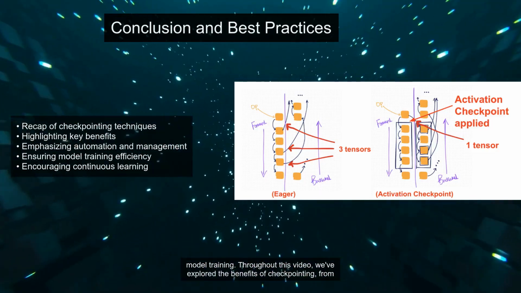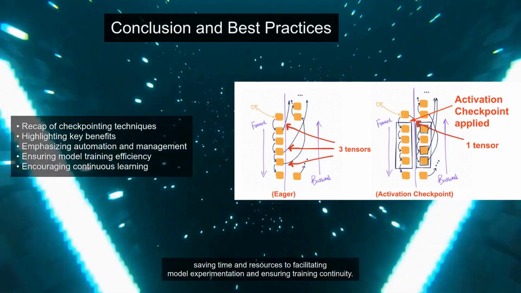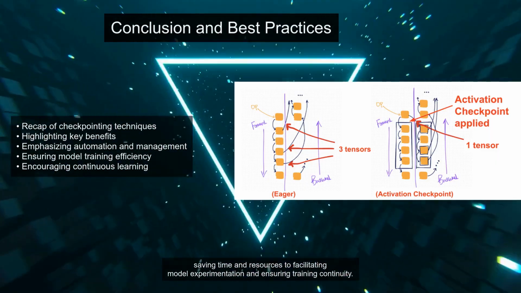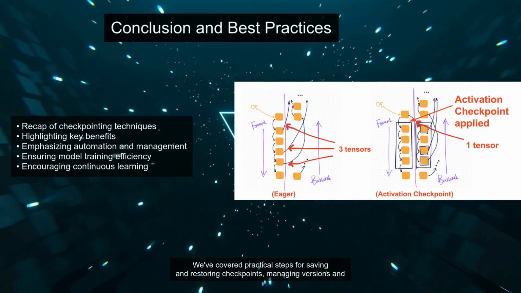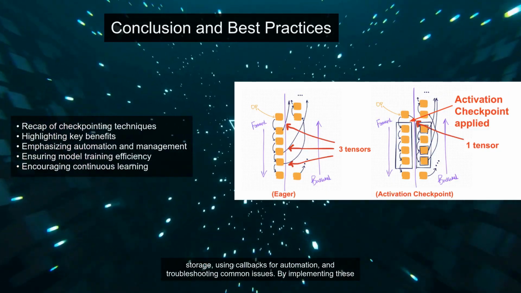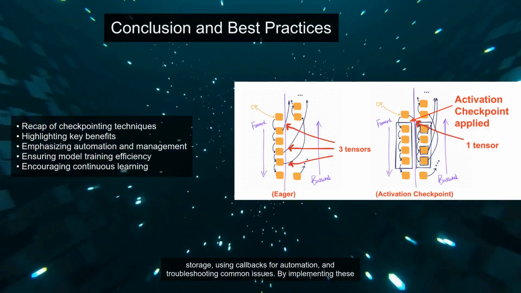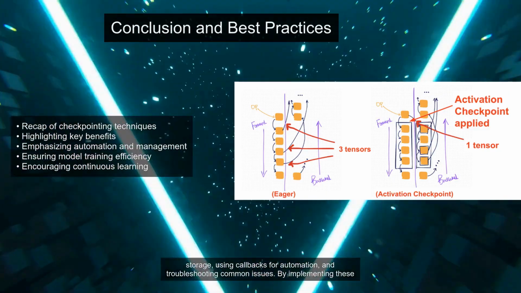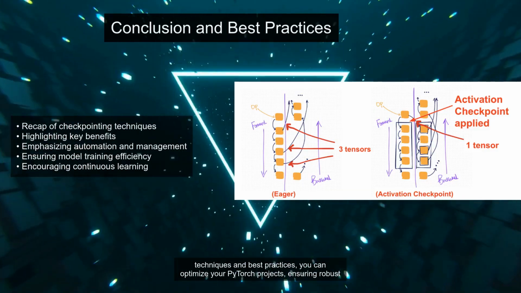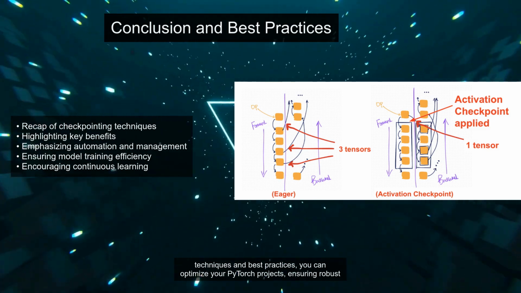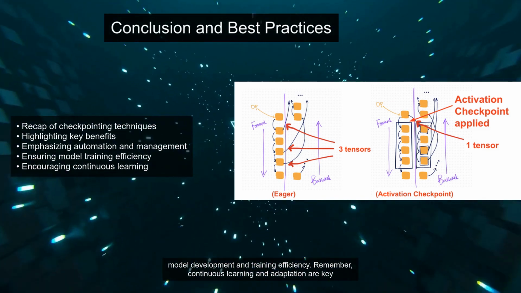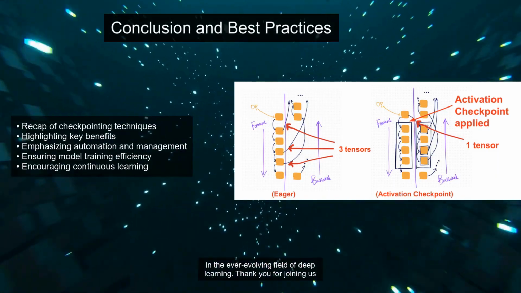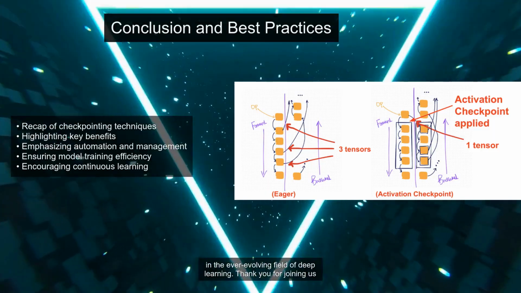Throughout this video, we've explored the benefits of checkpointing, from saving time and resources to facilitating model experimentation and ensuring training continuity. We've covered practical steps for saving and restoring checkpoints, managing versions and storage, using callbacks for automation, and troubleshooting common issues. By implementing these techniques and best practices, you can optimize your PyTorch projects, ensuring robust model development and training efficiency. Remember, continuous learning and adaptation are key in the ever-evolving field of deep learning.